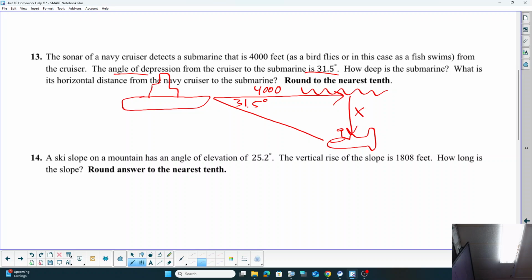As the crow flies, now you're messing with me, because now you're saying horizontal distance from the Navy cruiser to the submarine, and that's the other angle. Because now it's saying what is the horizontal distance. And so horizontal distance is in blue. So we have to call this Y, and you'll call this X. Okay, as the crow flies or fish swims, it's talking straight down. That's okay, it's 4,000. Sorry.